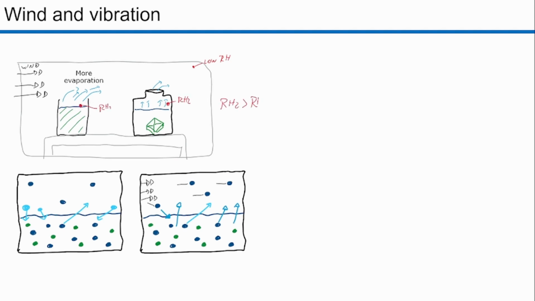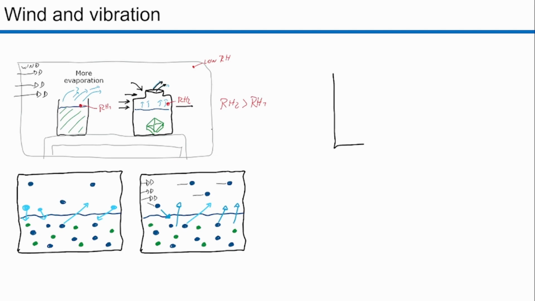Of course, this is where the vessel geometry comes in, because in the second case, the molecules just above the surface are protected from direct wind, and a few of them will come out from this smaller opening. So your relative humidity here will be higher than on the open vessel, and this will also change your evaporation rate as we talked about before.